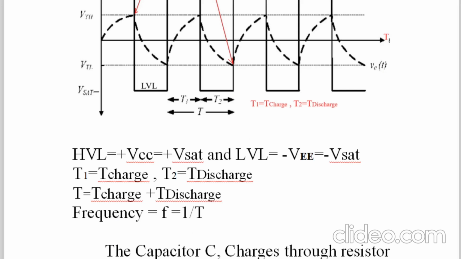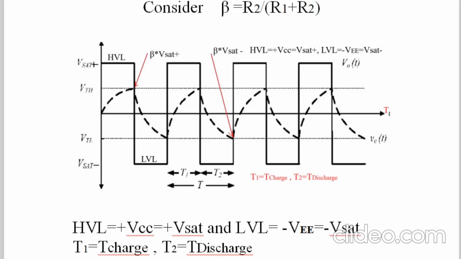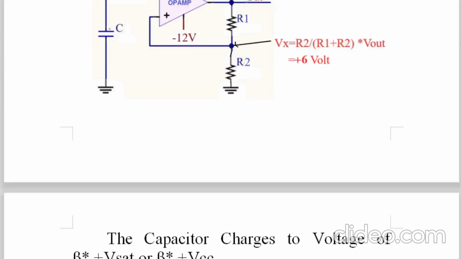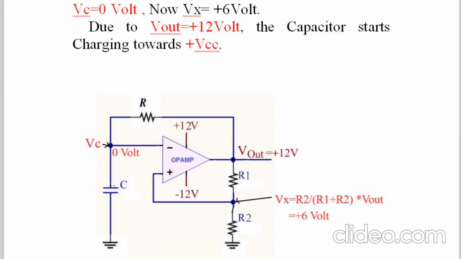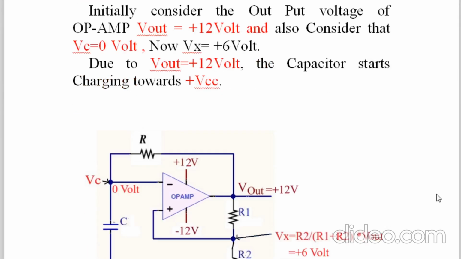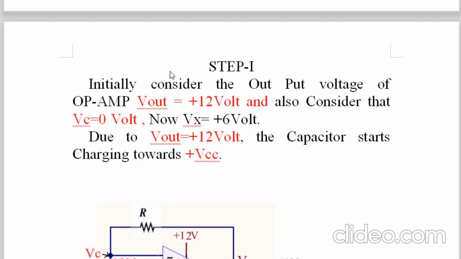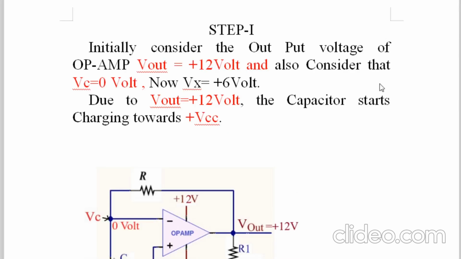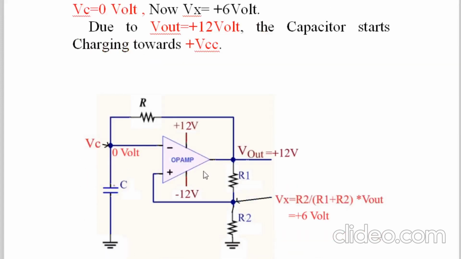So if you understood this diagram along with all those considerations, step number 1, 2, 3, 4. In the beginning, we have considered that the output voltage of the op-amp is plus 12 volt and the capacitor is at 0 volt. When this is 12 volt, two things happen. Here it will come plus 6 volt because this is plus 12, and the capacitor will start charging from 0 volt to plus 6 volt initially.